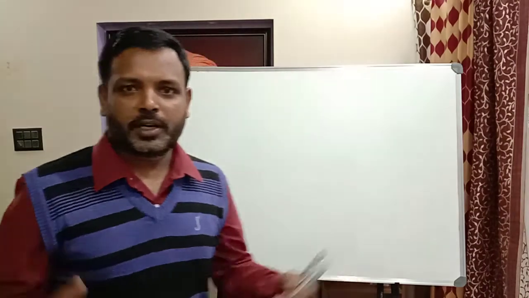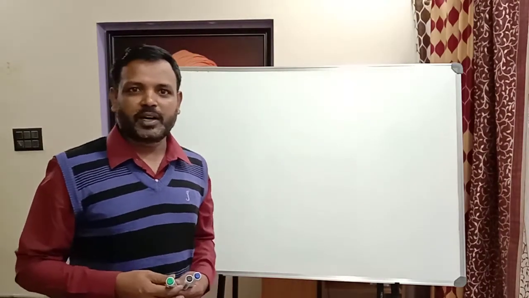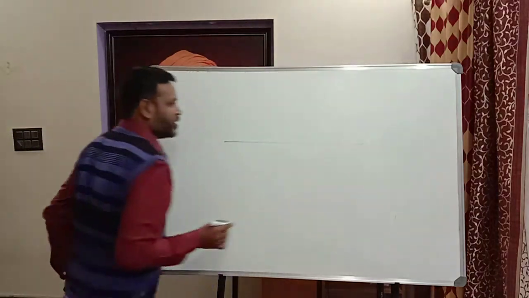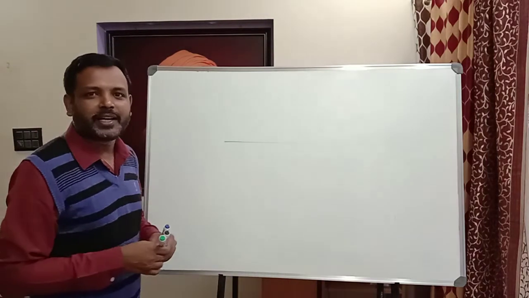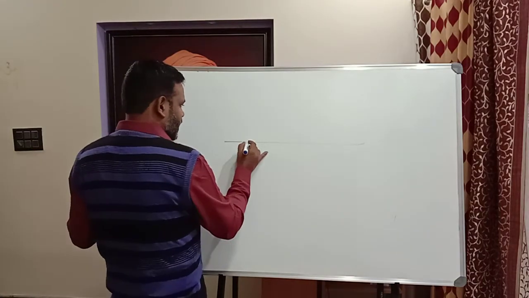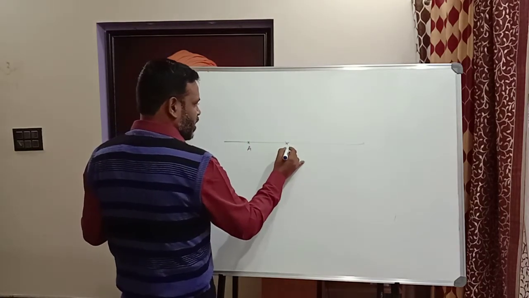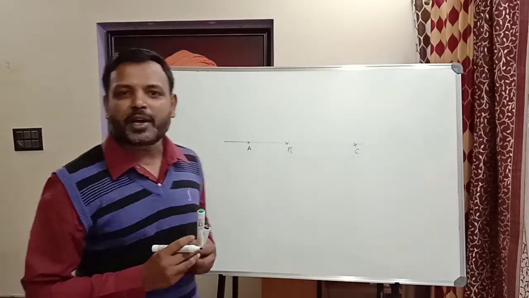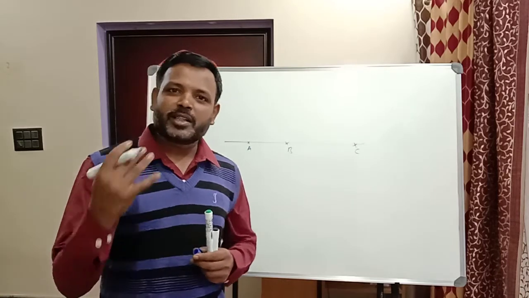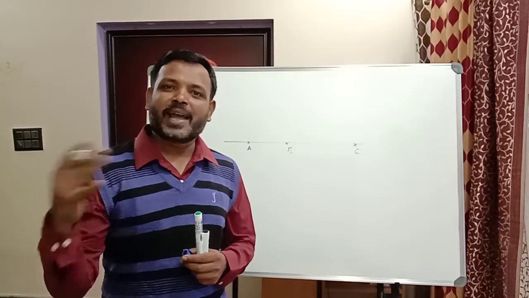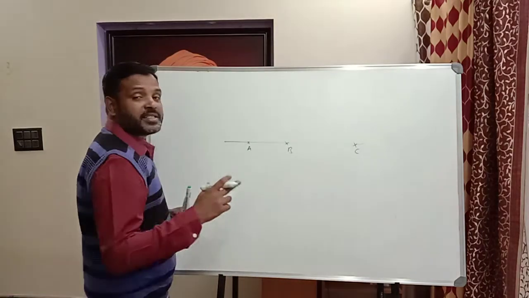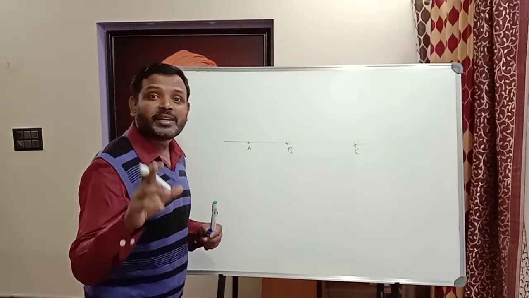Dear student, let us know a few aspects of the coordinate system. The first very important thing: I am considering a straight line here, with point A, point B and point C. How many points have I taken here? 3 points. Do all the 3 points lie on the same line or on different lines? Yes, you are right. These 3 points lie on the same line.